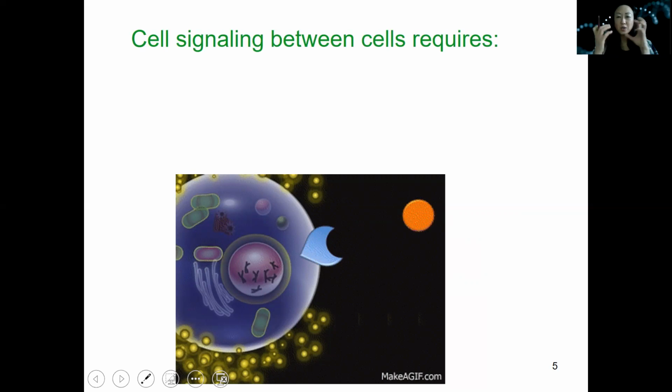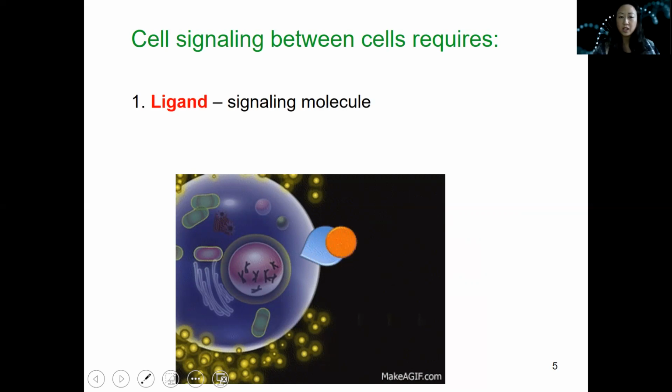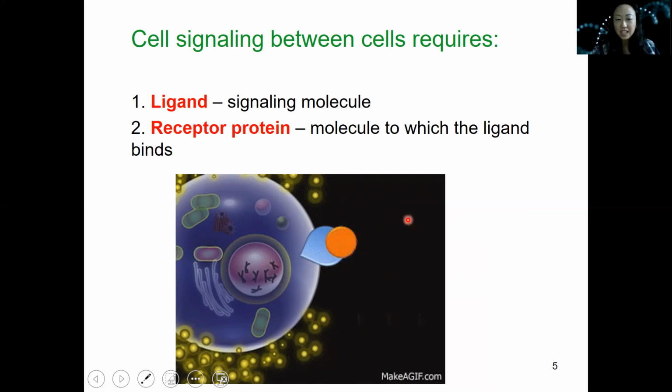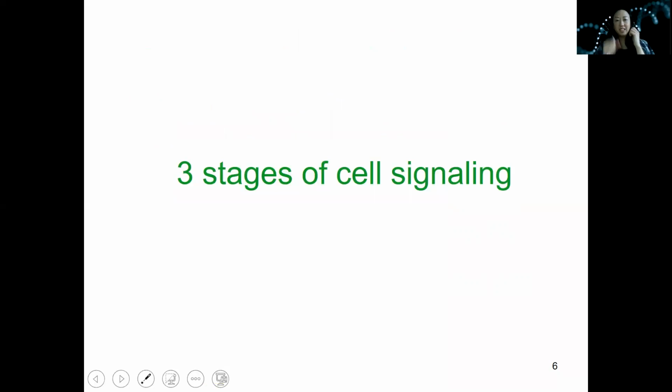So cell signaling between cells requires two things. One is the signal itself. In here, that will be the orange, that orange that's moving. That's called the ligand. And then you need a receptor protein, which actually receives the message. Both of these are usually made of protein. So the ligand is the actual signal molecule, and then the receptor on the cell is going to receive that message. So remember, ligand and cell receptor.